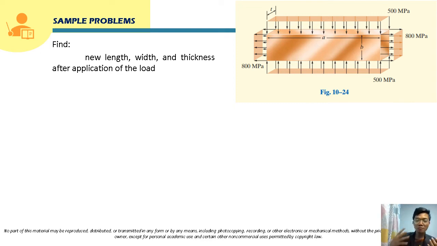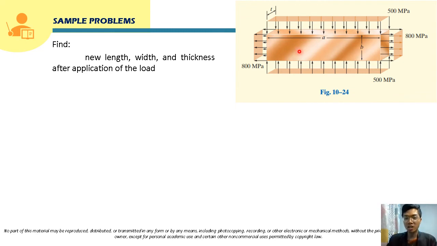But before we can solve for the delta or the deformation, we have to solve first for the epsilon, because that is our formula for that, right? Epsilon is equal to delta, or the deformation, over the original length. So we have to solve first for the strain.